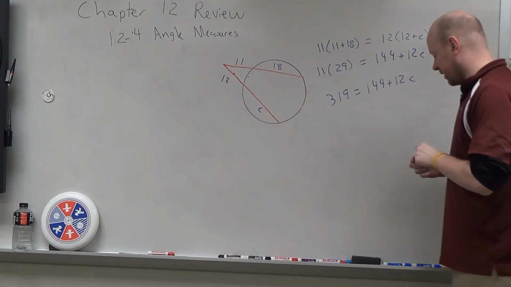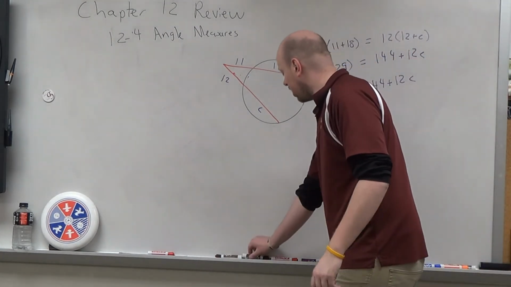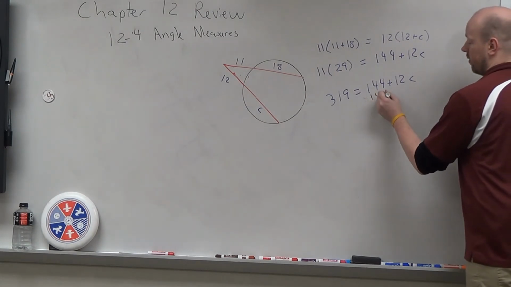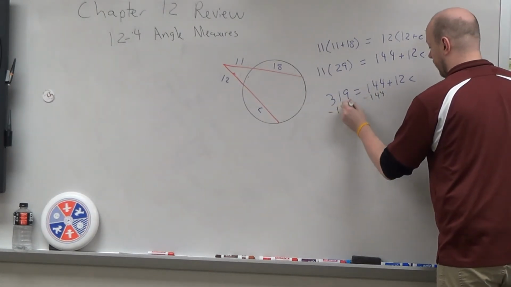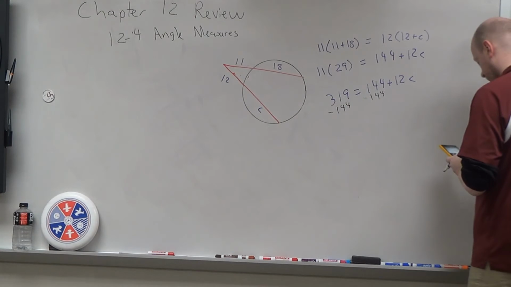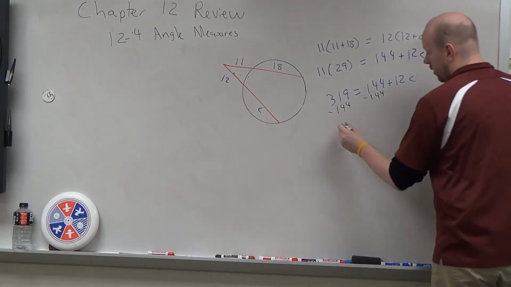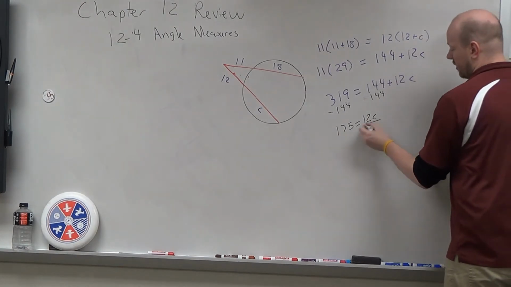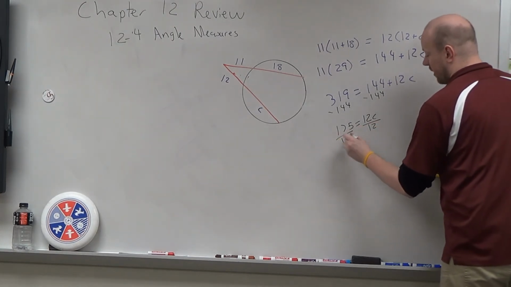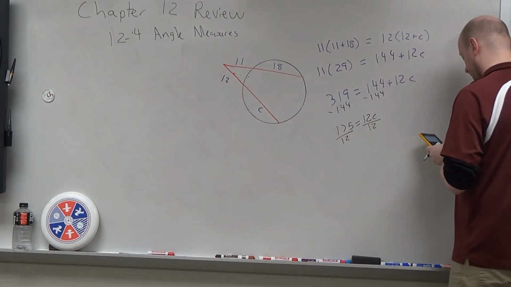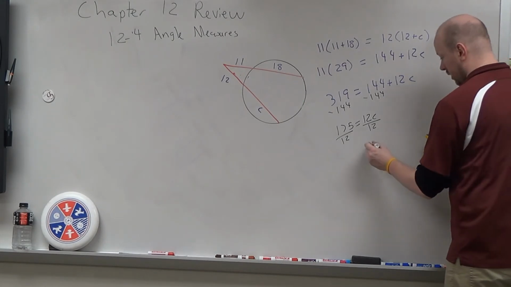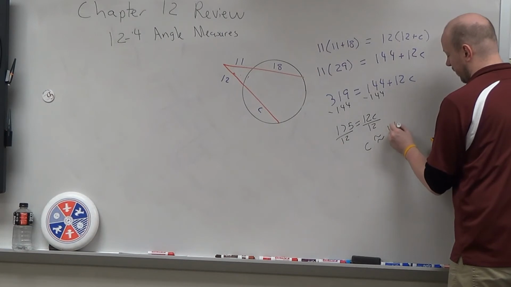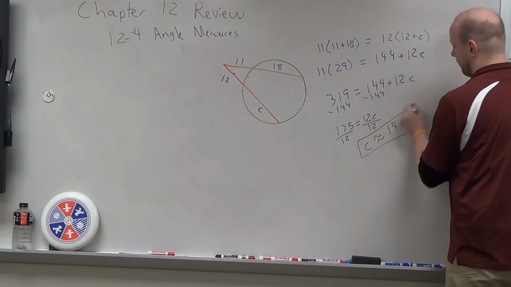Now here I can just do some algebra and try to solve for my C. So minus 144, minus 144, 175 equals 12C. And then of course I would just divide by 12. Divide by 12. C equals roughly 14.6.